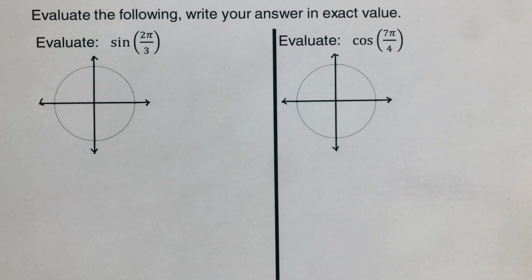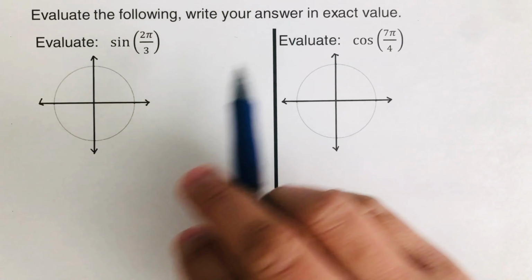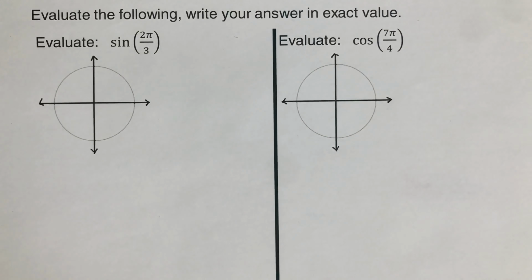Now let's have an example to better see how this formula works. Evaluate the following and write your answer in exact values. We're supposed to evaluate sine of 2 pi over 3. There are steps that we need to follow in order to evaluate this type of problem.